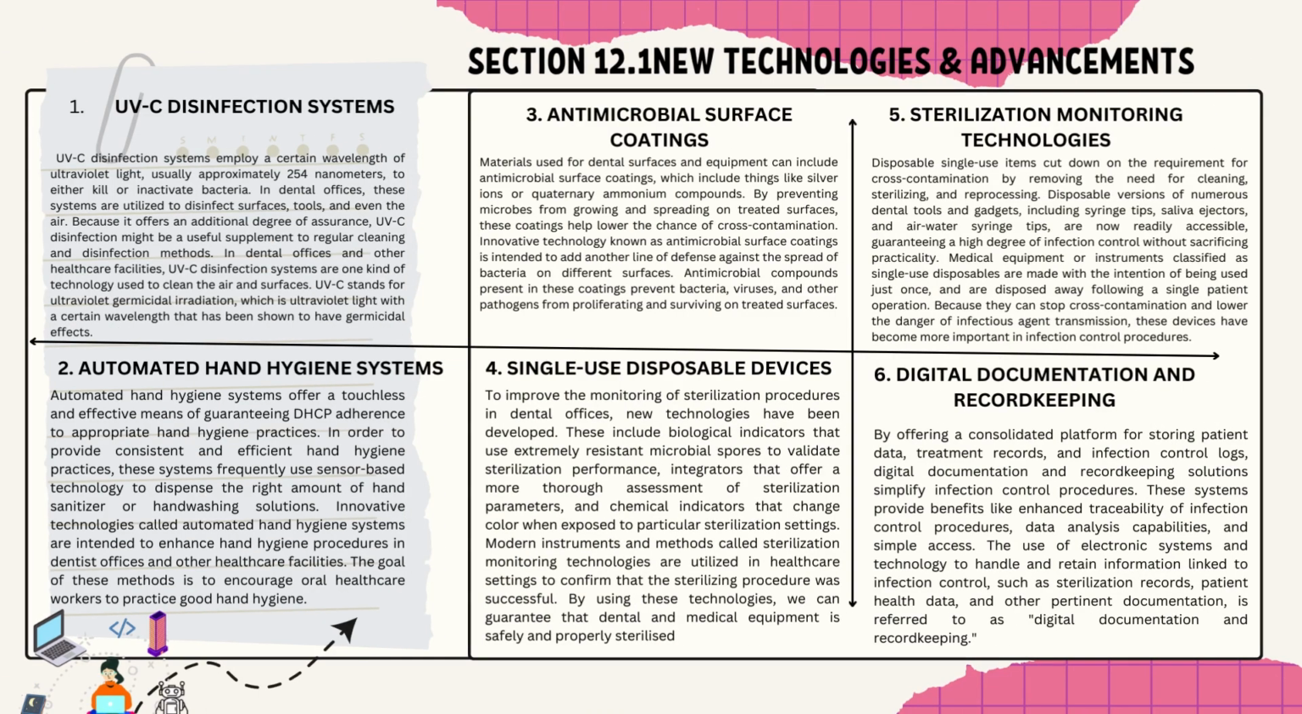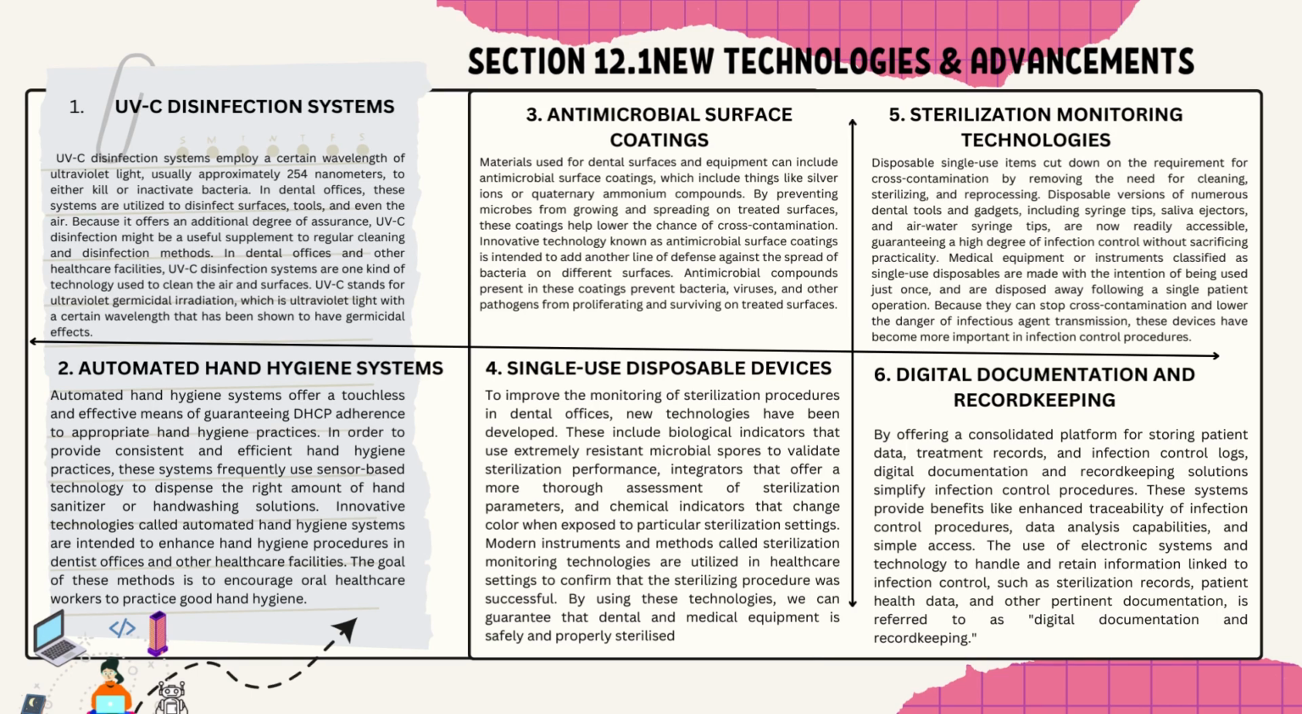UVC disinfection systems. It uses ultraviolet light with a specific wavelength, typically around 254 nanometers, to kill or inactivate microorganisms. These systems are used for disinfecting surfaces, equipment, and even the air in dental clinics. UVC disinfection can be a valuable addition to routine cleaning and disinfection protocols as it provides an extra layer of assurance. Number 2. Automated hand hygiene systems.